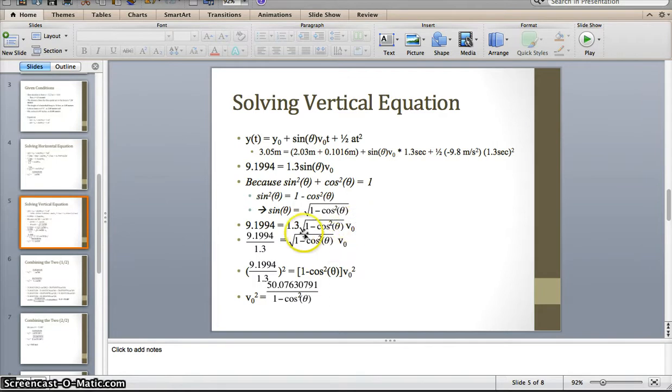And then we can move around the numbers a bit. And then when we square both sides, we get this quantity, this fraction, squared, equals, because we got rid of the radical by squaring it, the quantity of 1 minus cosine squared theta times v sub 0 squared. Thus, when we move things around, v sub 0 squared equals 50.0 all that stuff, which is the fraction evaluated, divided by 1 minus cosine squared theta.